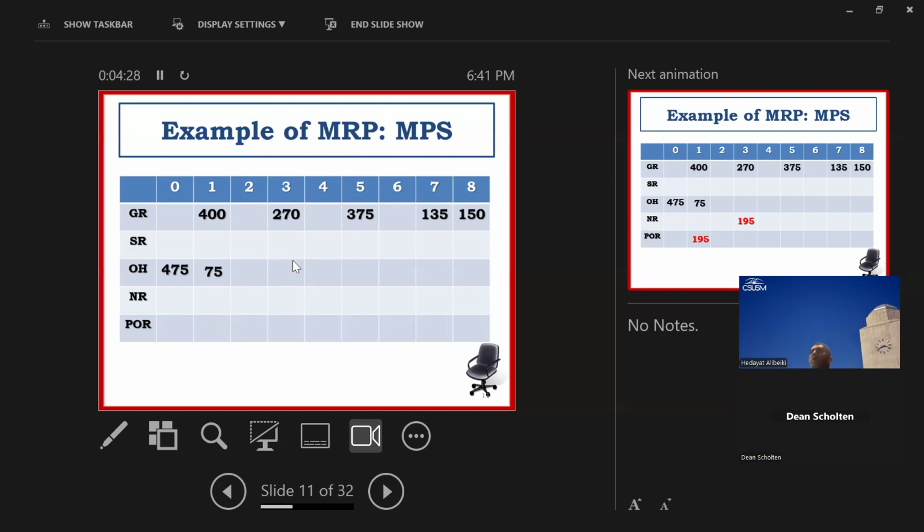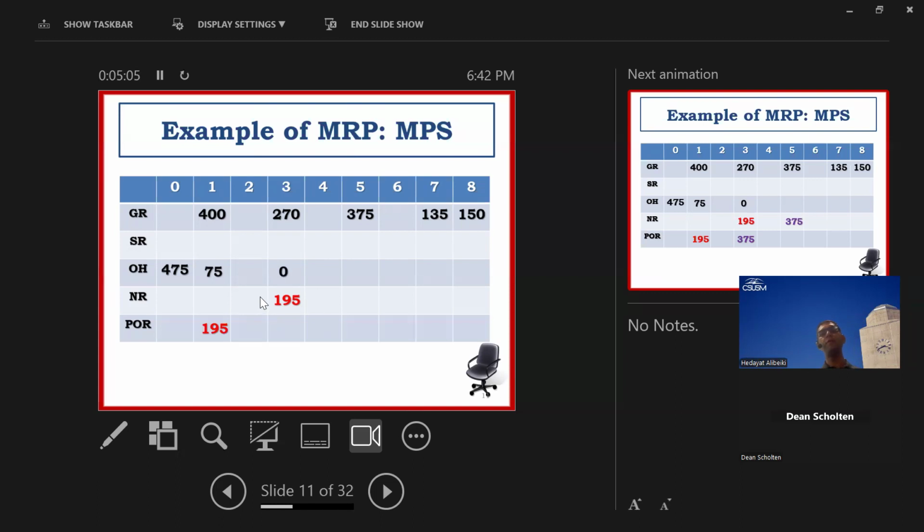In week 3, you have 75 on stock, but there is a gross requirement of 270. You're going to be short 195. So it's going to show as the net requirement. And since the lead time is 2, we're going to release it 2 weeks earlier. And then on-hand inventory is going to be 0.